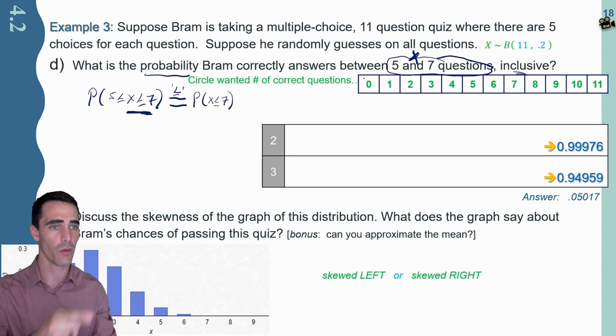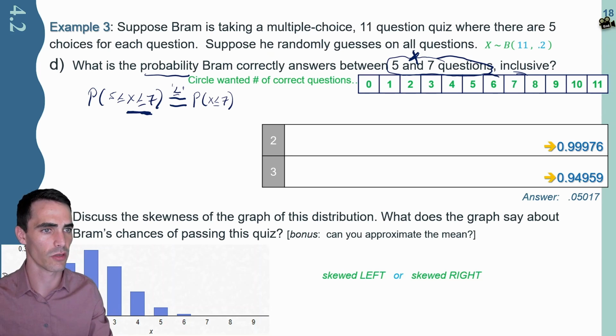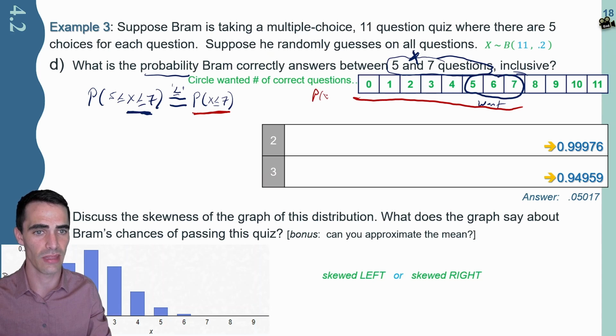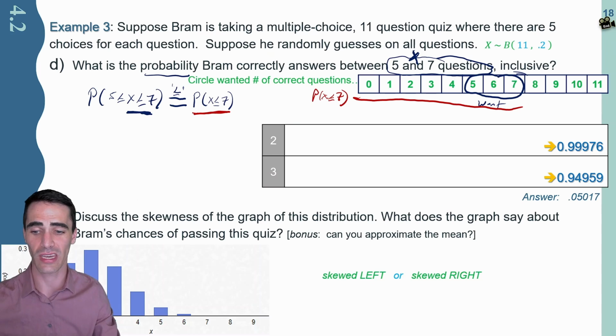Problem though, if I look at what I want over on my little table, I circle it. I want 5, I want 6, I want 7. This right here is all that I want. But if I look at what I computed here, probability x is less than or equal to 7, that's 7, yes, 6, yes, 5, and this keeps going and going. This represents the probability that x is less than or equal to 7. It's way too much, and so I need to take out or remove what I don't want.